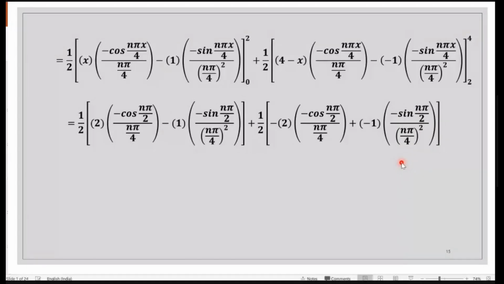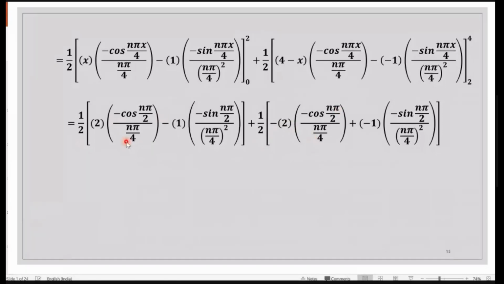Now tell me which terms will remain. Will the sin term remain or the cos term in the answer? Simplify everything. See whether the sin term remains in the answer or the cos term. How many cos terms are there? There are 2 cos terms and 2 sin terms. For cos, we have minus 2 cos n pi by 2 upon n pi by 4, since I have taken half common. Here we have plus 2 cos n pi by 2 upon n pi by 4. That means the cos terms will cancel.